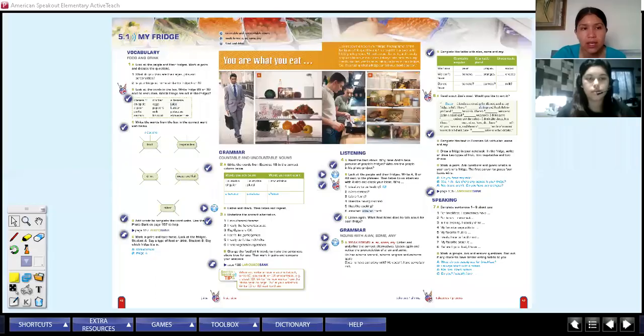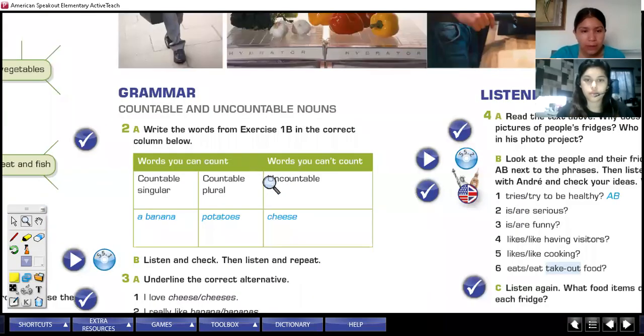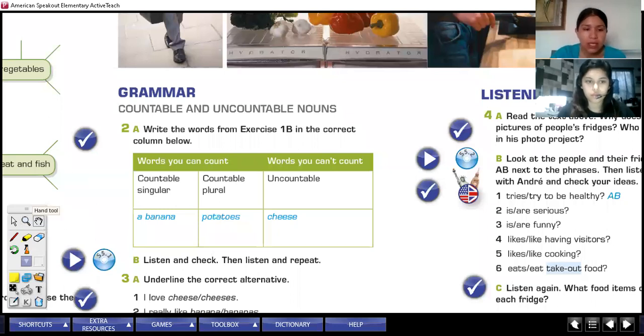Okay, so let's start with the class of today then. I'm going to share the book. So if I'm not wrong, last class we were talking about the vocabulary of food and drink, and we also saw the first part of the countable and uncountable nouns. This part. So we had to write words, but I'm not 100% sure if we did it. Did we do it? No, creo que no. Okay, it's okay.